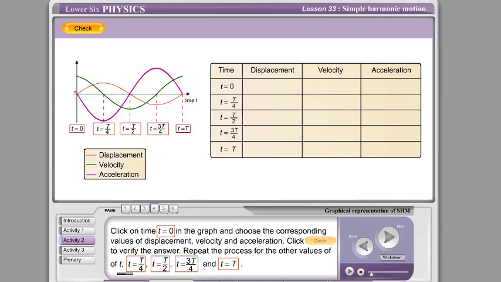Click on time t equals 0 in the graph and choose the corresponding values of displacement, velocity and acceleration. Click check to verify the answer. Repeat the process for the other values of t: t equals T over 4, t equals T over 2, t equals 3T over 4, and t equals T.